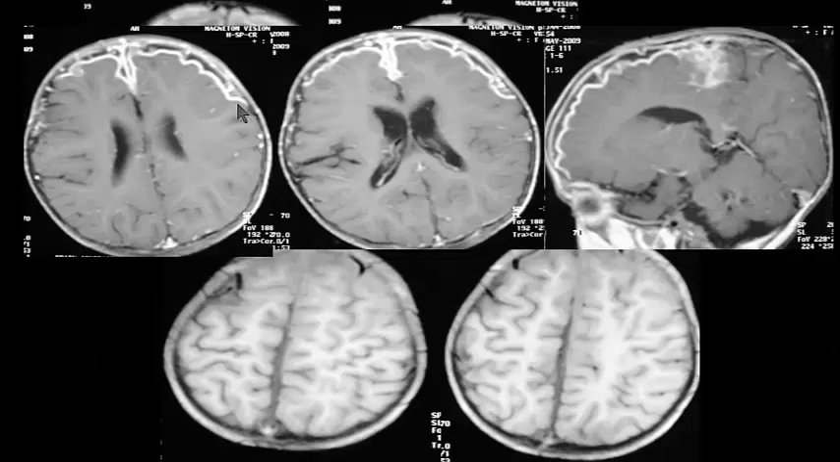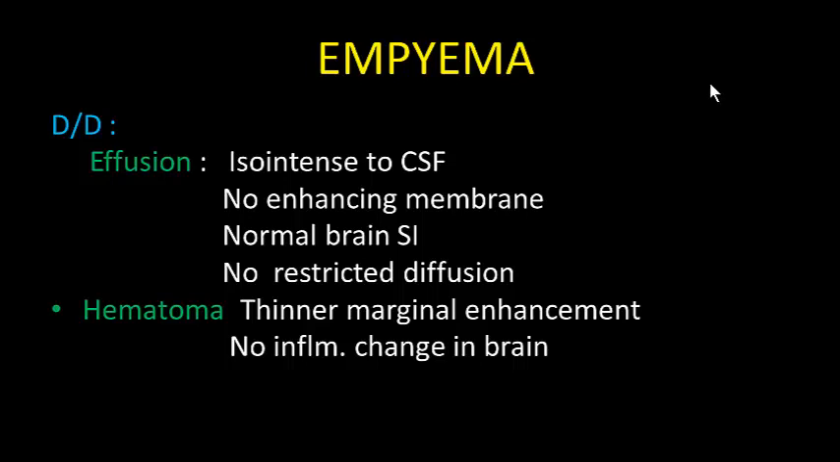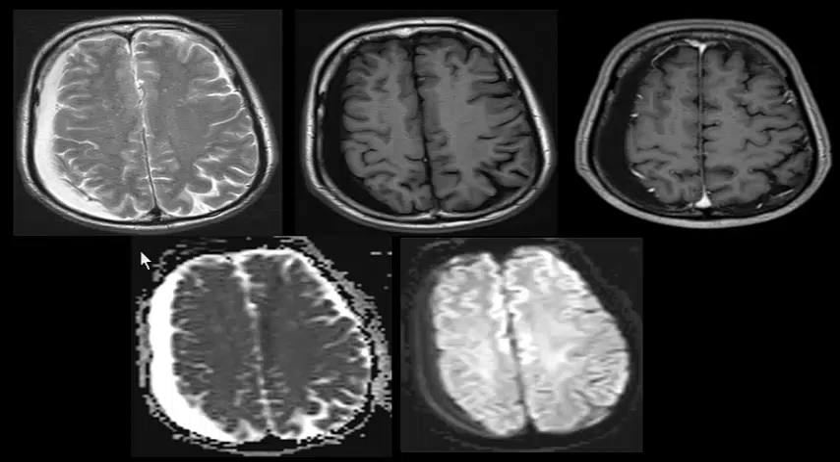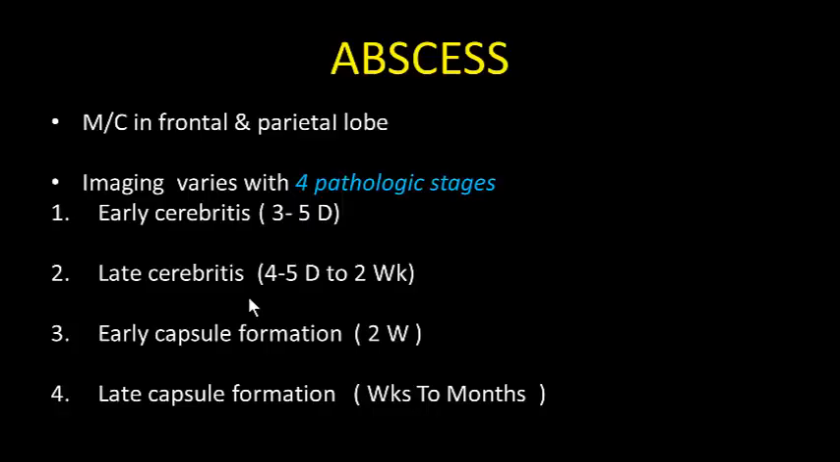Here you can see this very classic irregular type of enhancement in the subdural area, with the underlying brain showing ischemia or cerebritis. One of the differential diagnoses could be just a subdural effusion or hematoma, which is not difficult to differentiate on MR imaging with contrast.